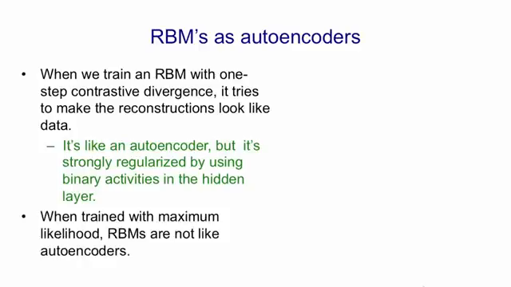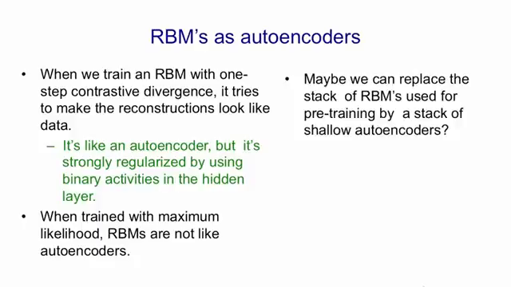If we train restricted Boltzmann machines with maximum likelihood, they're not at all like autoencoders. One way to see that is if you had a pixel that was pure noise, an autoencoder would try to reconstruct whatever noise value it had. A restricted Boltzmann machine trained with maximum likelihood would completely ignore that pixel and model it just using the bias for that input.